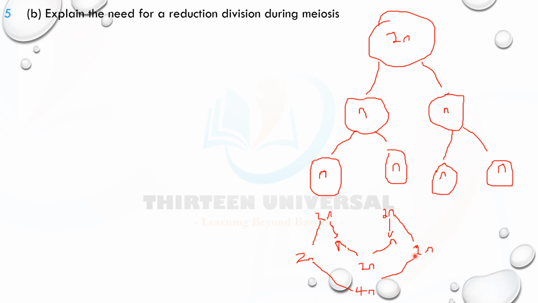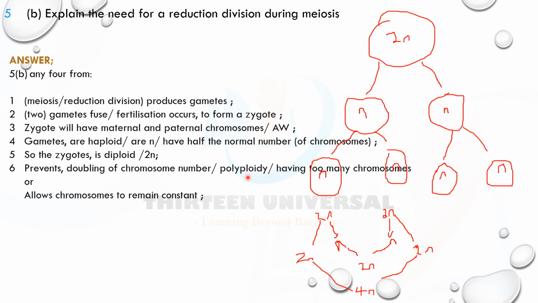Look at it: meiosis produces gametes. You can see 2 gametes fuse at fertilization to form a zygote. The zygote will have maternal and paternal chromosomes. Gametes are haploid, so the zygote is diploid. This prevents doubling of chromosome number, so that the chromosome number remains constant every generation. Okay, let's go to the next question, guys.